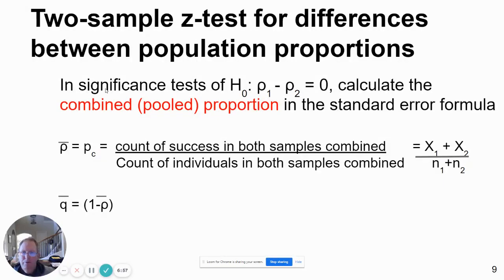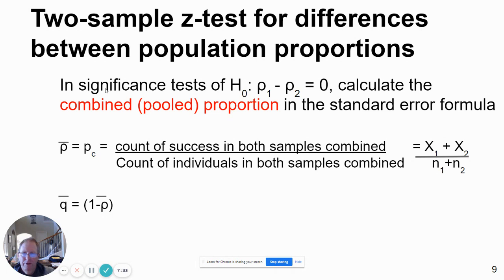Okay, now here's where the conditions get different. As I said before, the conditions for a two-sample Z test are different from a two-sample Z interval, and it has to do with that last condition, the large count condition. So here is what the condition is for the Z test. In a significant test where we are testing the null hypothesis that rho 1 minus rho 2 is 0, we need to calculate the combined or pooled proportion to calculate our standard error.